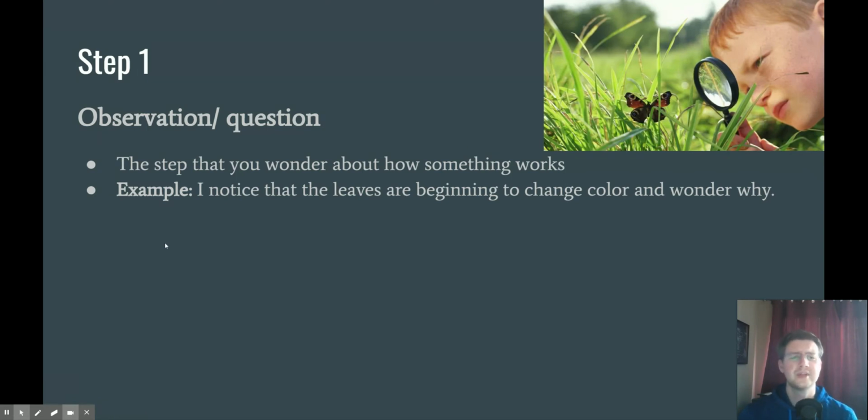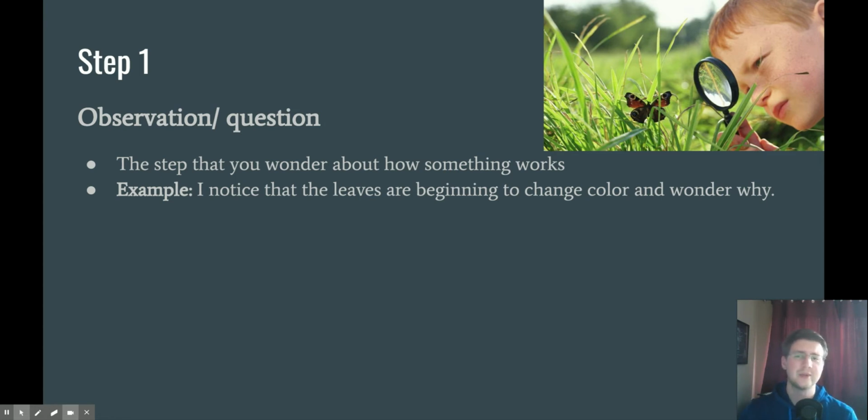So the first step that we have is we observe and question. And this is a lot of times how we start, we notice a problem. A lot of times we'll have these things called I wonder statements. That's a really good way to start that process. And so the step that you wonder about how something works, that's all the step is. You notice something and you're curious. Step one is all about curiosity.